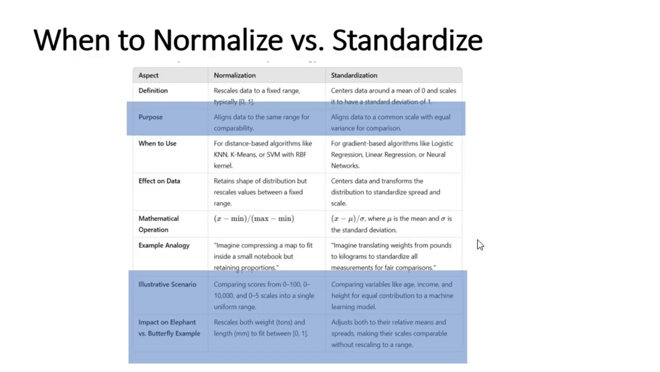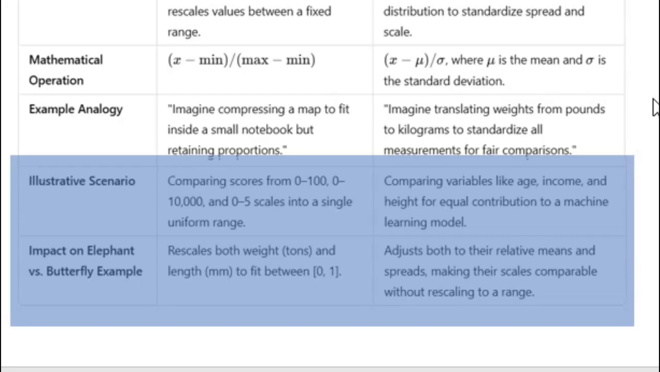For example, at the start I told you about the example of elephants and butterflies in the same data set. Normalization means that we will rescale both weight in tons and length to fit between 0 and 1. If you apply standardization on that example data, it adjusts both to their relative means and spread, making their scales comparable without rescaling to an average.